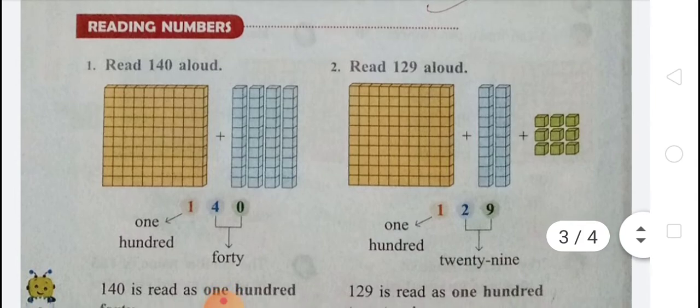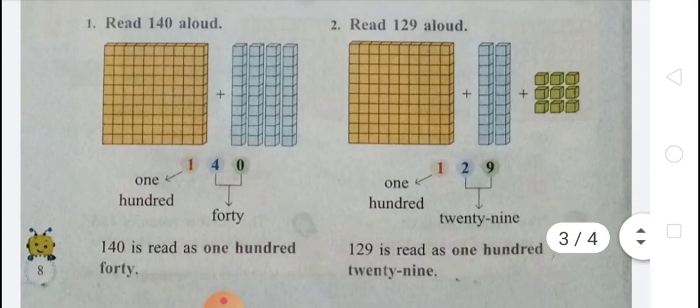So in 140, 1 is pronounced as 100, and 40 is pronounced together with it. Okay, that is 140. So 140 is read as one hundred forty.